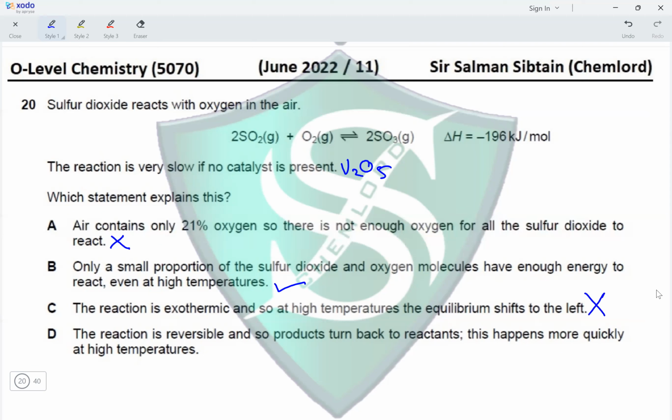D. The reaction is reversible and so products turn back to reactants. This happens more quickly at high temperatures. If equilibrium is reached, then the rate of forward reaction is equal to the rate of backward reaction. Whether the temperature is low or high, it will have no effect on the position of equilibrium after the equilibrium has been reached. So, wrong. So, this makes option B the correct option for this question.